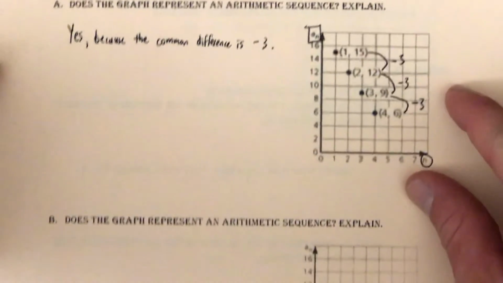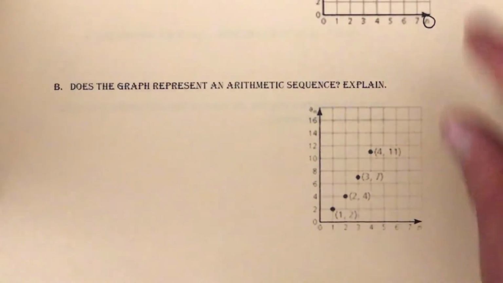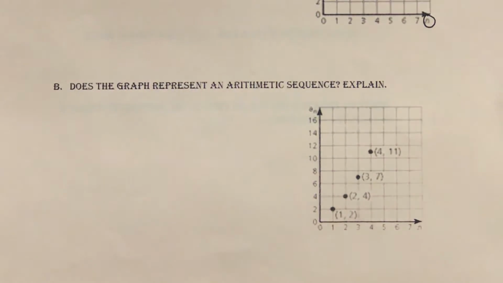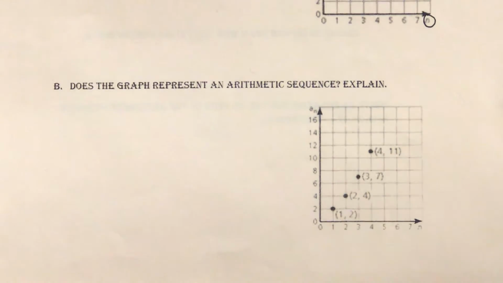So let me move my paper up so we can see example B, and then we'll take a look at it together. So again, it asked me, does the graph represent an arithmetic sequence? Well, it's got to have a common difference. So when I look at this graph, again, the first number here just says the position in the sequence. So that doesn't tell me anything. What I'm looking at are these numbers that are second, the a of n's.